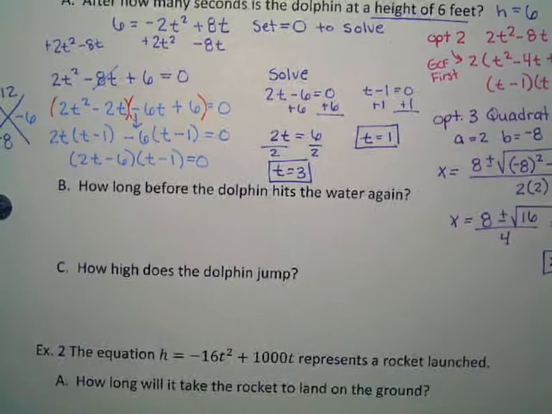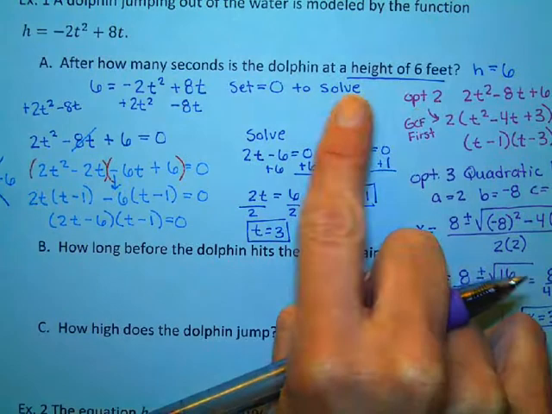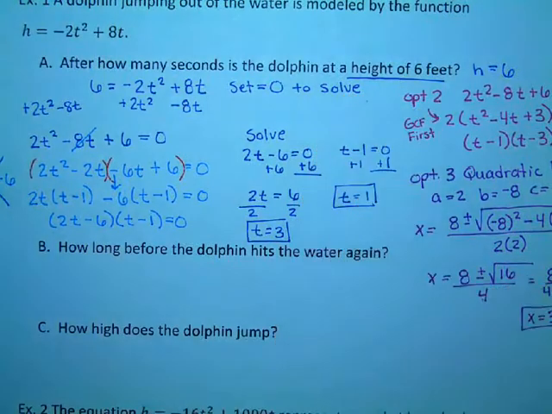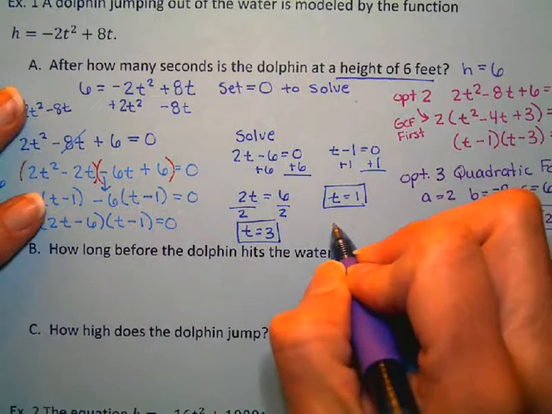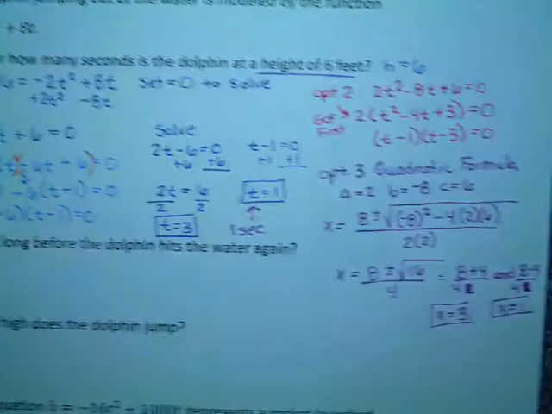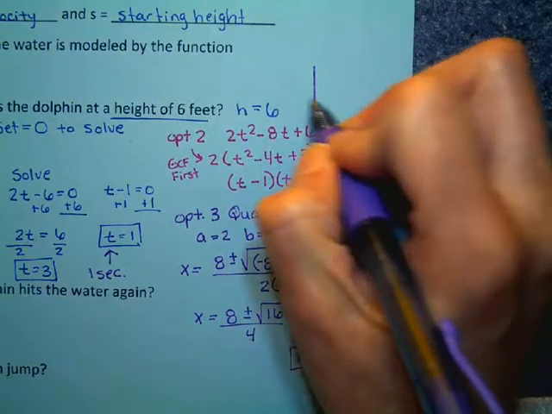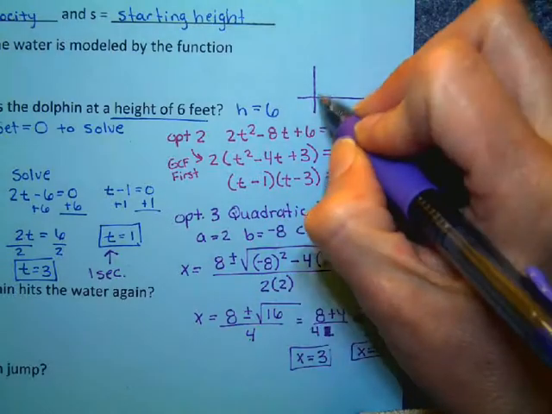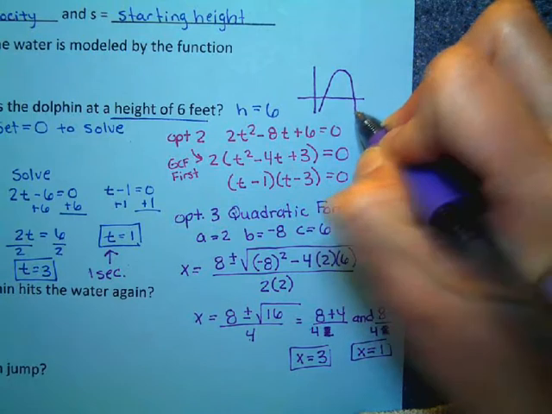How long before the dolphin hits the water? So after how many seconds did the dolphin reach a height of 6? So you got to remember the dolphin's going up and coming back down. So I circled in all these situations both answers, but technically t equals 1 second is the first time the dolphin would be going up. So if you think about the way this would look on a graph, it's going to go up out of the water and it's going to come back down in the water. So when will it be at 6 feet?